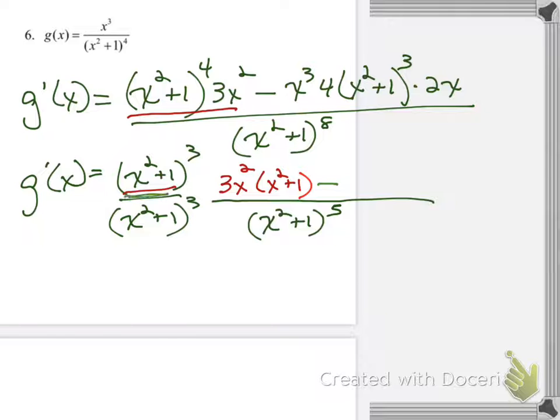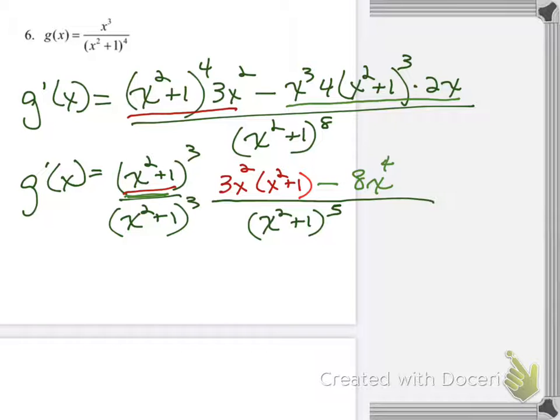I have this and I need that. So I don't need any more powers of x squared plus 1. I'm going to combine what I have outside. So that's 8x to the 4th, so minus 8x to the 4th power. Okay, do I need anything else? I don't believe so.